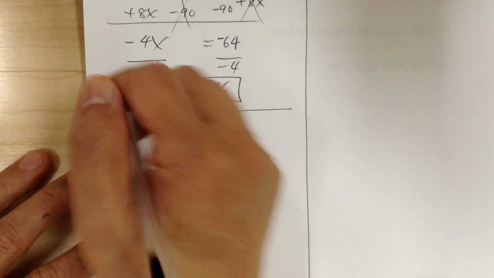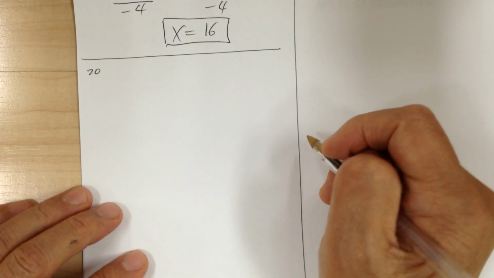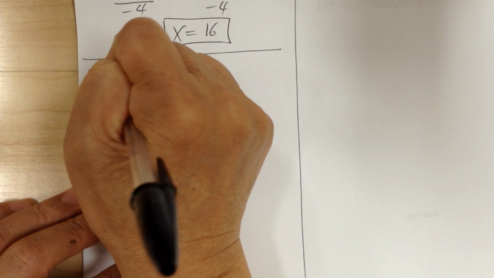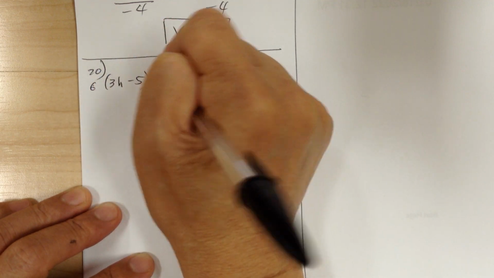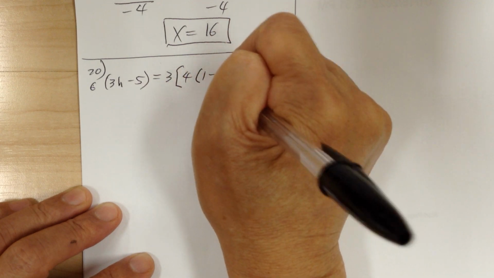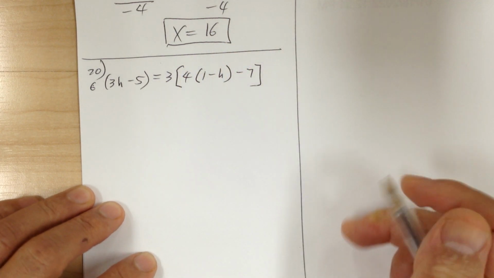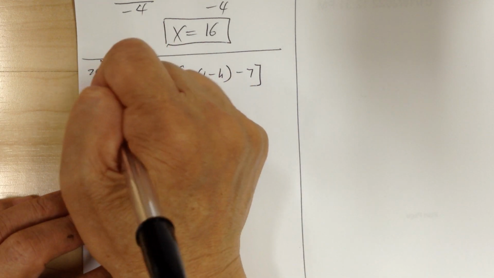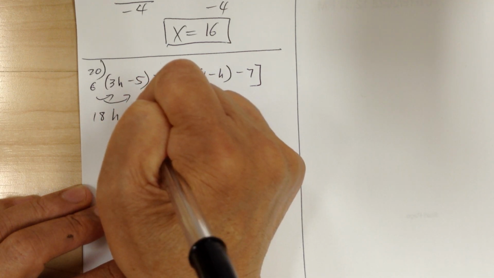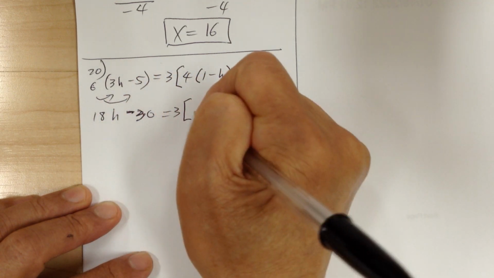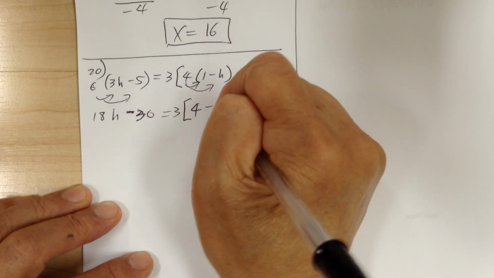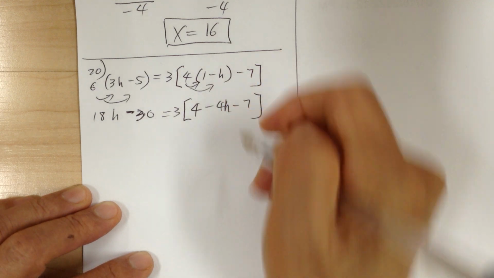Okay, number 20. Okay, you've got 6 times (3h minus 5) equal to 3 bracket 4 parentheses (1 minus h) minus 7 bracket. So again, first we have to undo the parentheses. So let's go and do that. So 18h minus 30 equal to 3 bracket 4. So you have to multiply. So this would be 4 minus 4h minus 7 bracket.